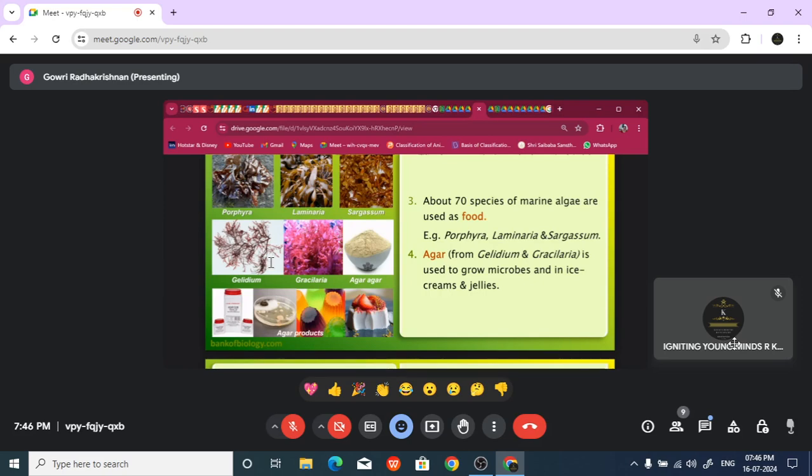One of them is agar. Generally, jelly is obtained from some form of fish. This agar is a non-vegetarian form of jelly, obtained from Gelidium and Gracilaria. It is used to grow microbes, and in ice creams and jellies.